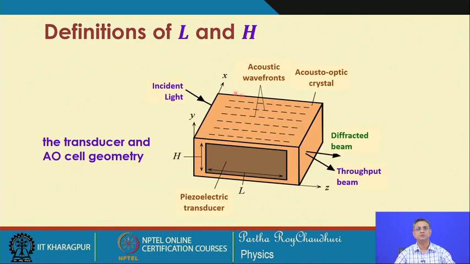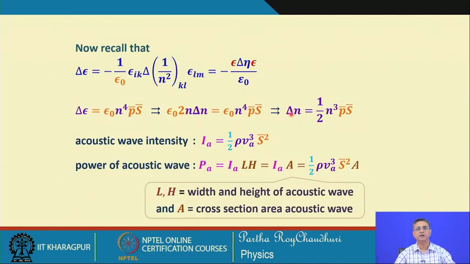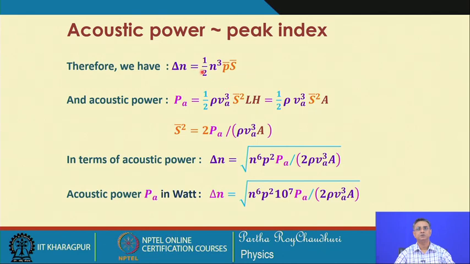Now, since we have seen that this delta n is equal to half n cube p s, we will use this relation, and then the acoustic power is given by this equation.